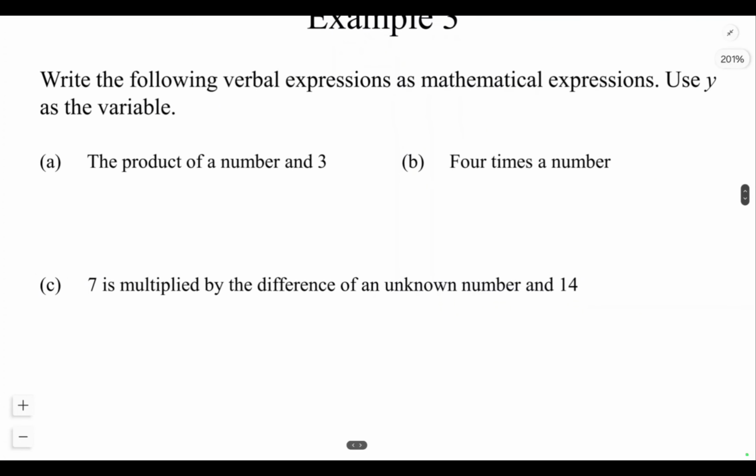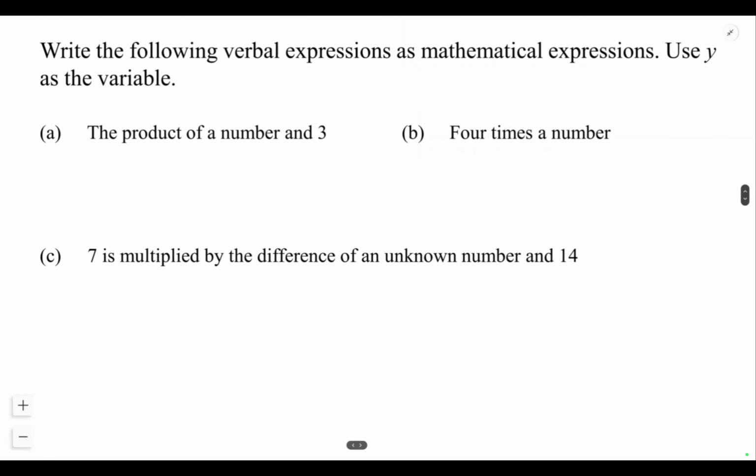So let's look at example 3. In this particular example, we're going to do the same thing. Now with this, instead of looking at subtraction or addition, we're looking at multiplication. So let's look at some context when it comes to multiplication. It says the product of a number and 3, and it tells us to use y as the variable. You'll see in the corner there.